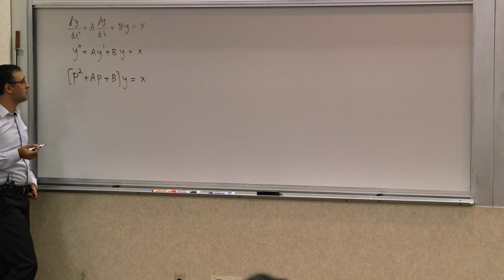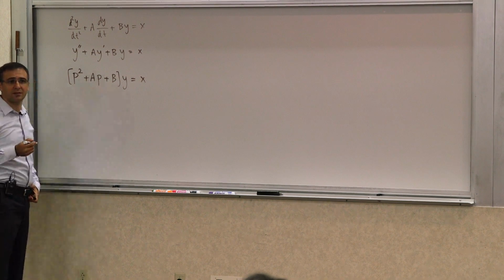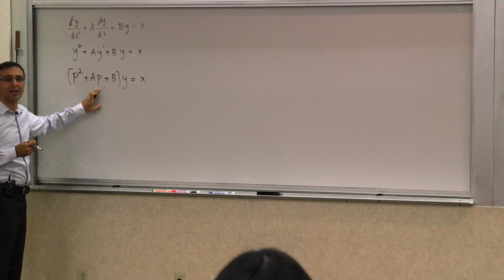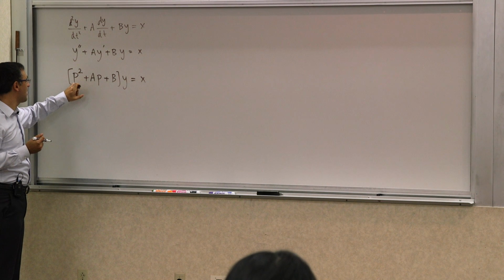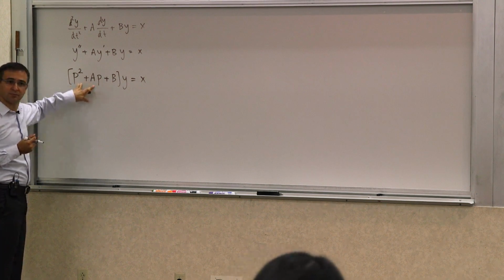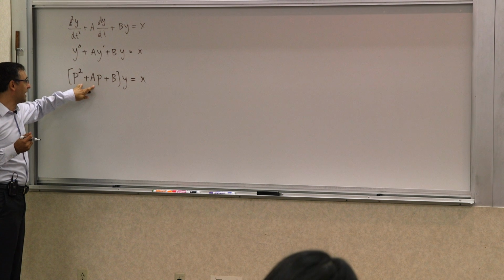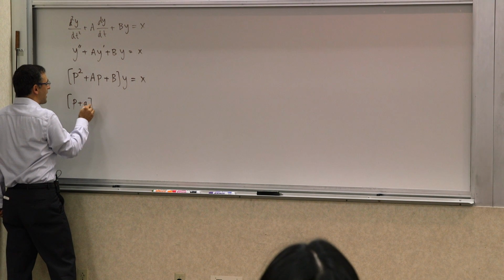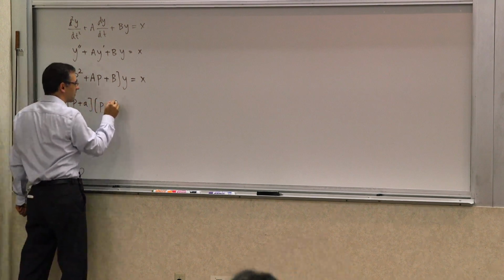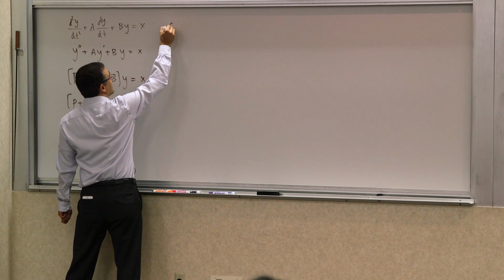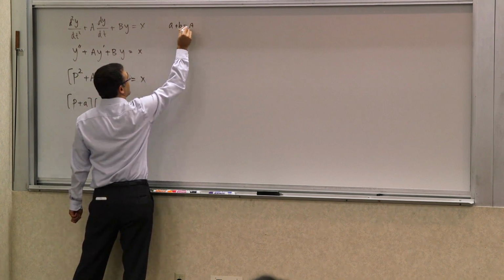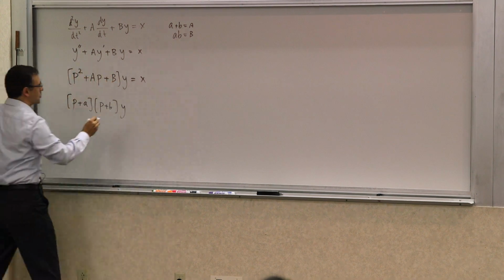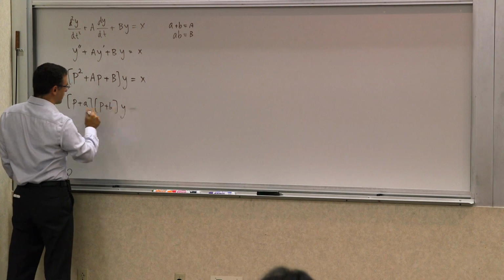Now, in general, I should be able to factor something like this, right? This is what we call a characteristic polynomial. If you think about these pieces not as operators, but as actual algebraic variables, you can factor this by the fundamental theorem of algebra. So I can write it as p plus a operating on p plus b y, where a plus b is capital A and a times b is capital B. So look at this and see if it actually does produce what you are looking for.